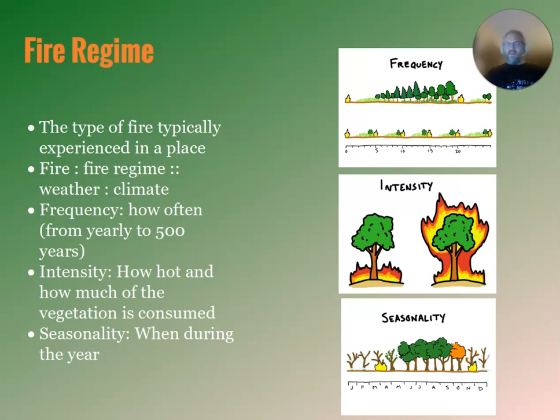So different places will have fires typically occurring at different points during the year, and therefore at different points during the life cycles of the plants and animals that live there. It makes a big difference if fire is burning, say, when all of the baby animals are still in their eggs versus when they have hatched and grown up enough to be running around, for example. So frequency, intensity, and seasonality describe the types of fires that you might have in a particular location.